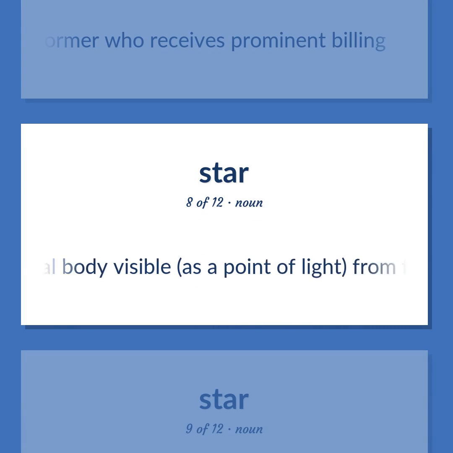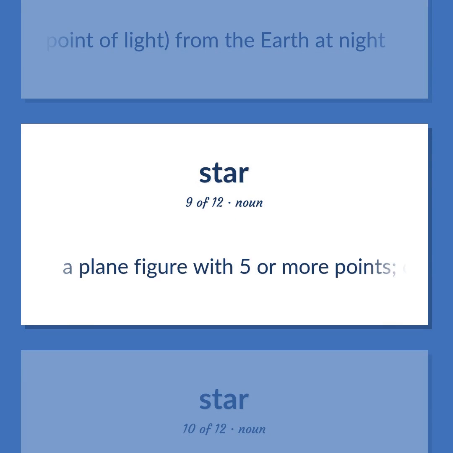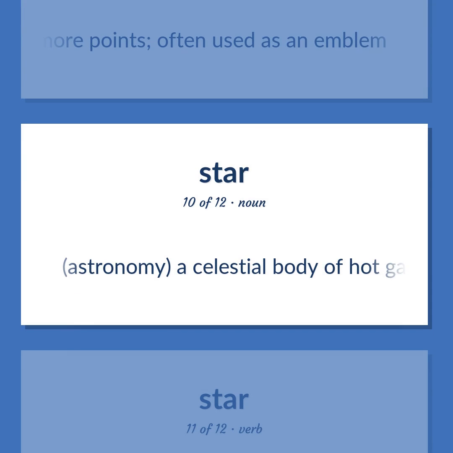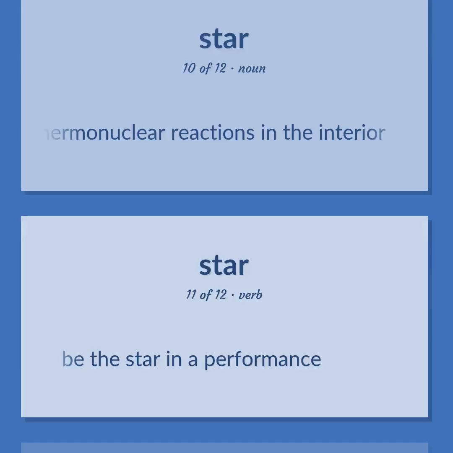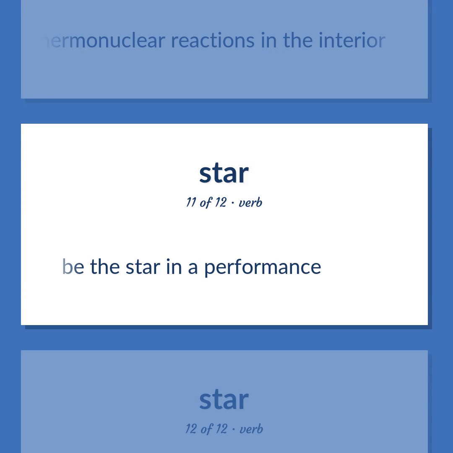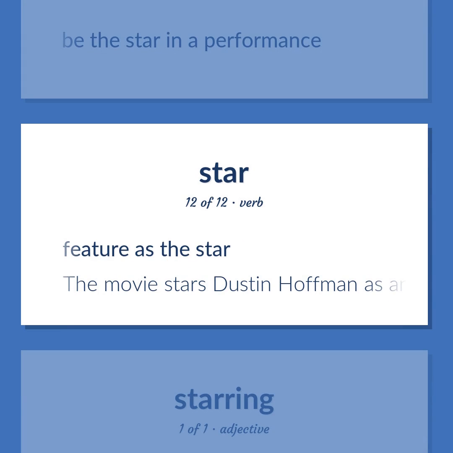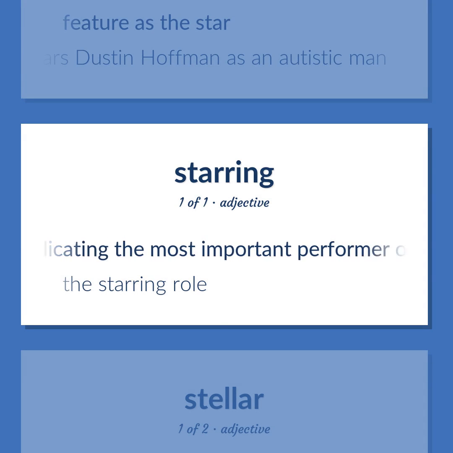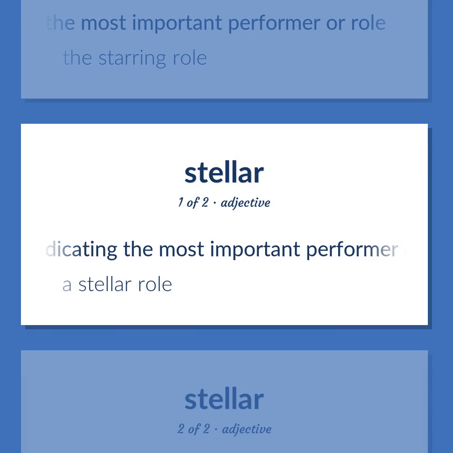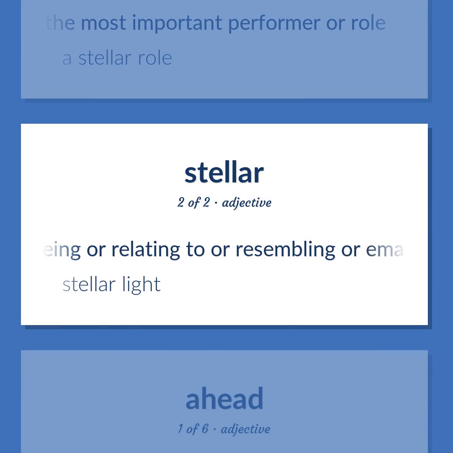Any celestial body visible, as a point of light, from the earth at night. A plane figure with five or more points, often used as an emblem. Astronomy, a celestial body of hot gases that radiates energy derived from thermonuclear reactions in the interior. Be the star in a performance. Feature as the star. The movie stars Dustin Hoffman as an autistic man. Indicating the most important performer or role. The starring role. A stellar role. Being or relating to or resembling or emanating from stars. Stellar light.